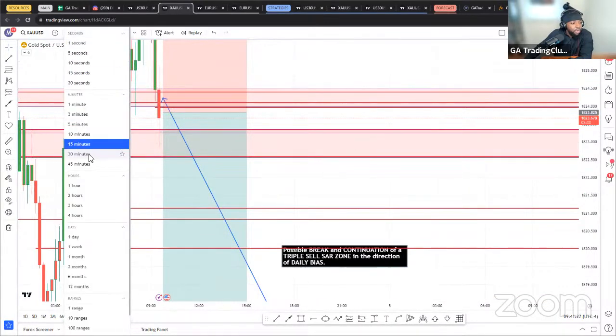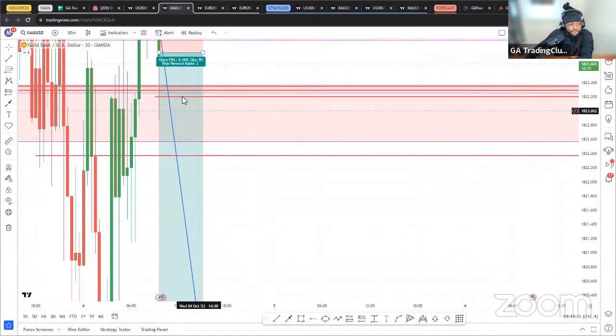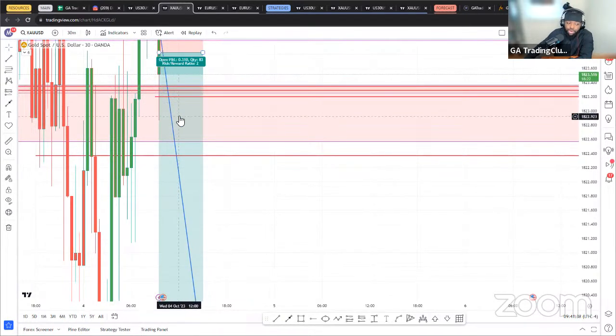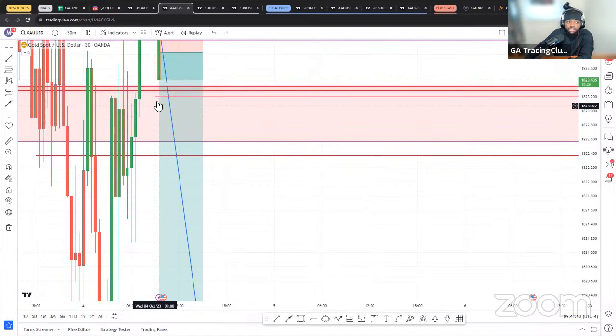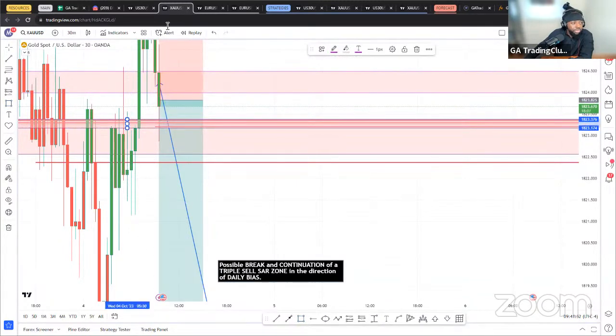So for gold, on the 30-minute time frame, what do we have? We also have on the 30-minute time frame another triple sell SAR. So this zone right here, 1823. But for us to take a sell down here, we would need 2 30-minute candles to close below here. So that's another hour. I'm probably not even going to be on the live session for that long, but this is a triple sell SAR on the 30-minute.